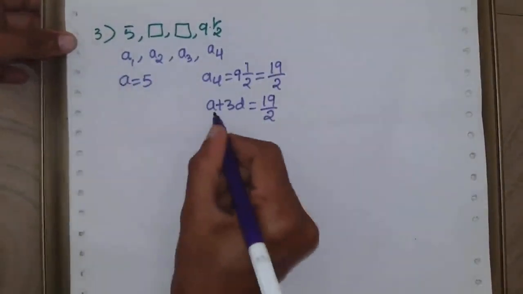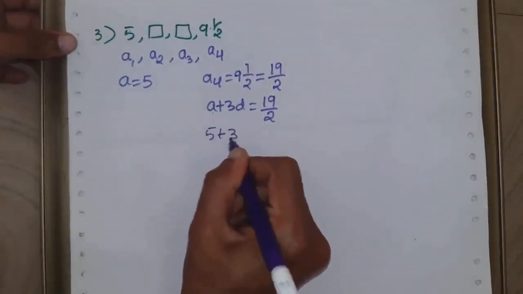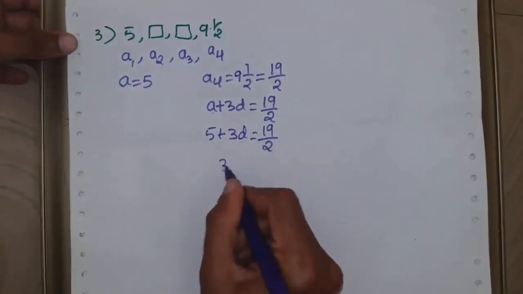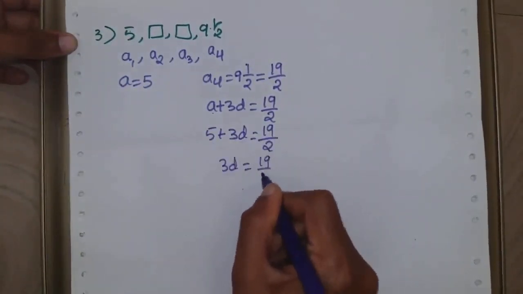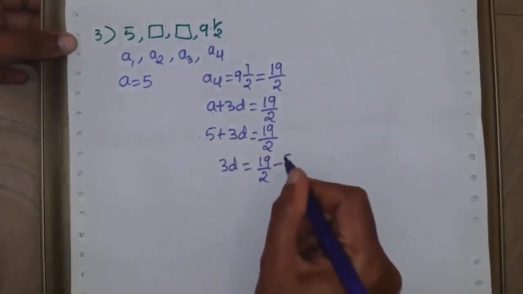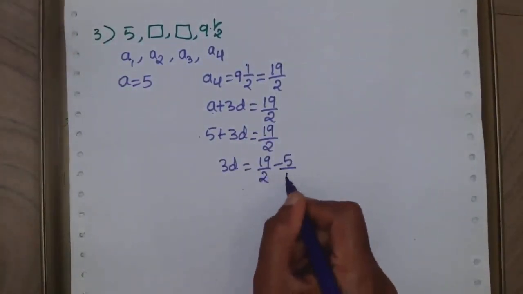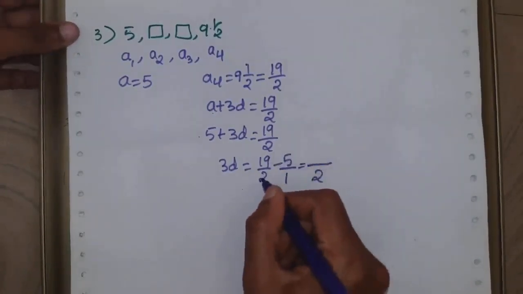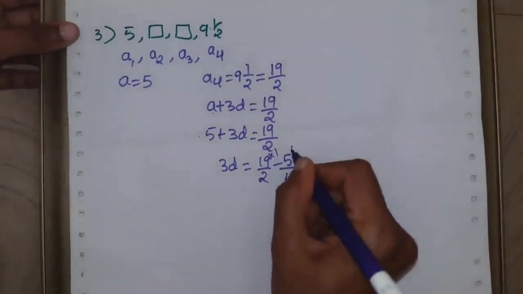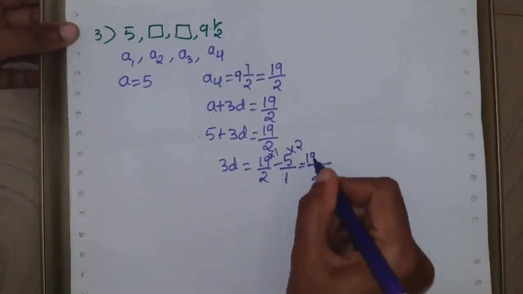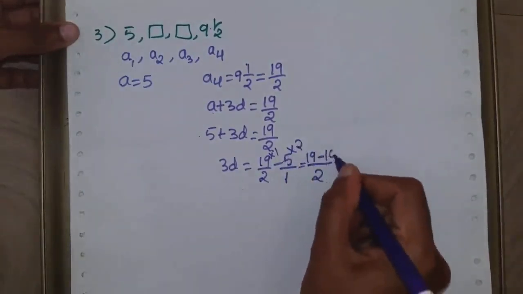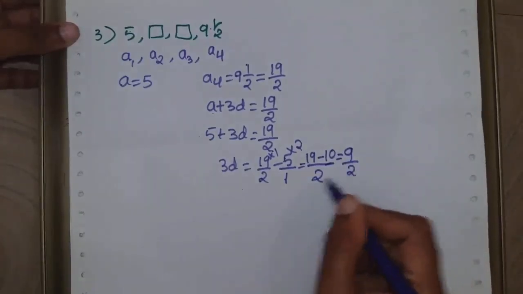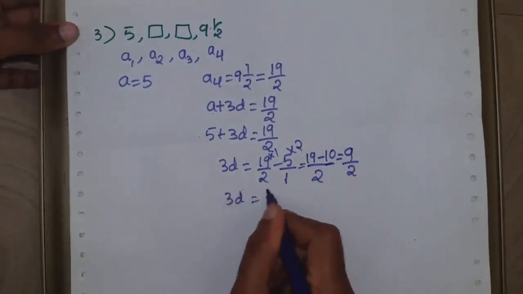So I just substitute A here. A is 5, plus 3D equals 19 by 2. So 3D as it is, 19 by 2 plus 5 becomes minus 5. On taking LCM, LCM is 2. 2 is LCM. Yes, here 2 1s are 2, 19, 2 5s are 10, 19 minus 10. So it is nothing but 9 by 2. This is 3D equals 9 by 2.